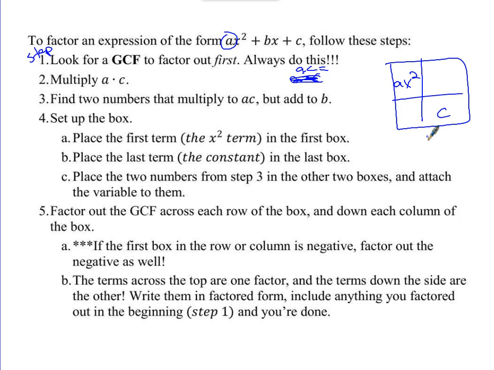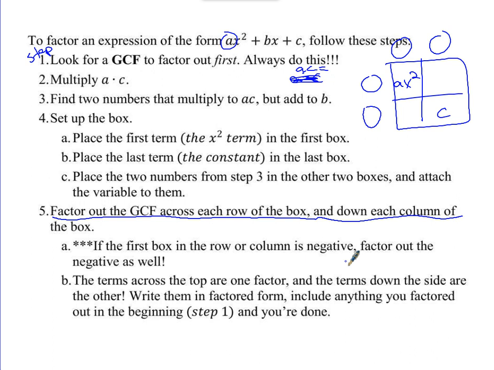Then the next step is to factor out the GCF across each row of the box and down each column of the box. So each row, we're going to factor out a GCF, and we'll write that answer here. Don't put a 0, that's going to look like a 0 if you put it in your notes. We'll factor out a GCF across that row and put an answer here. We'll factor out a GCF up that column and put an answer there. We'll factor out a GCF up that column and put an answer there.